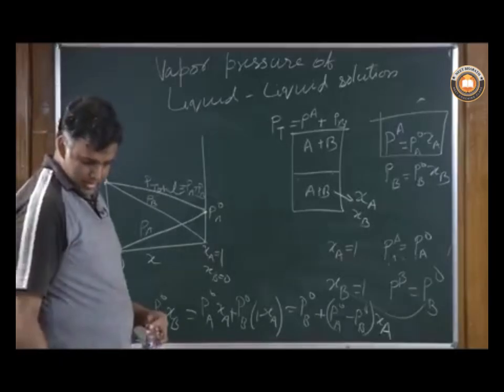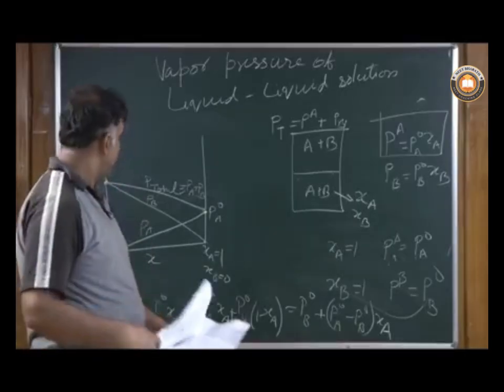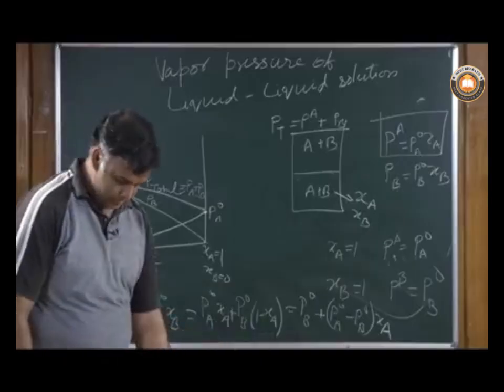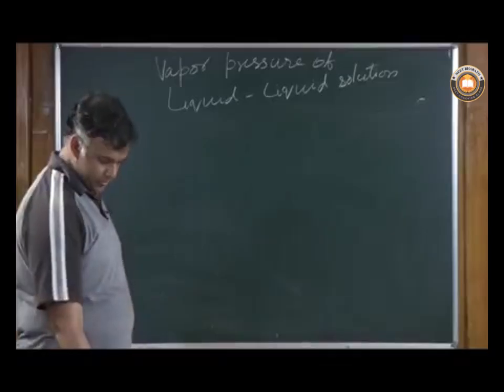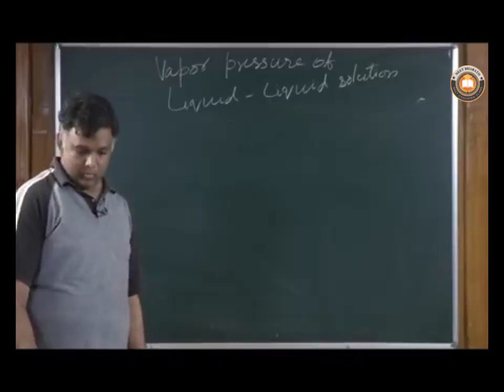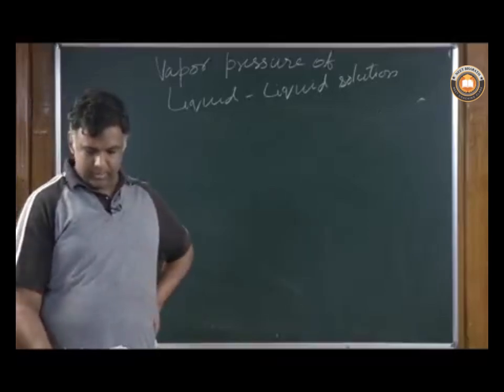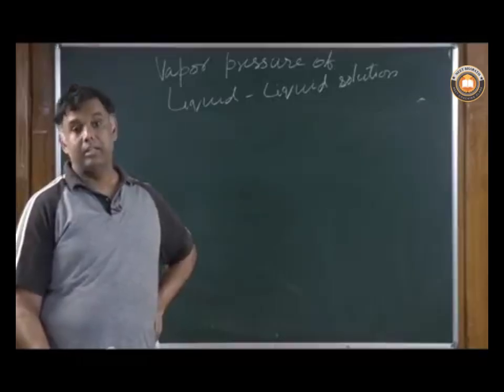Let us do an example given in the book. Let me read it out. Let me clear the blackboard first. Okay. Let us do the example from the book. It says, the vapor pressure of chloroform and dichloromethane at 298 Kelvin are 200 millimeter Hg and 415 millimeter Hg respectively.